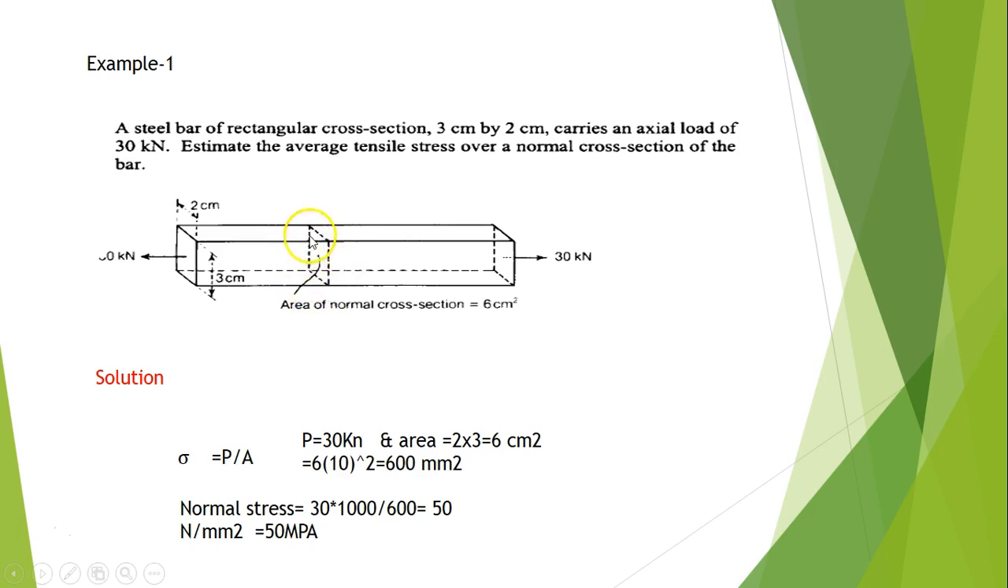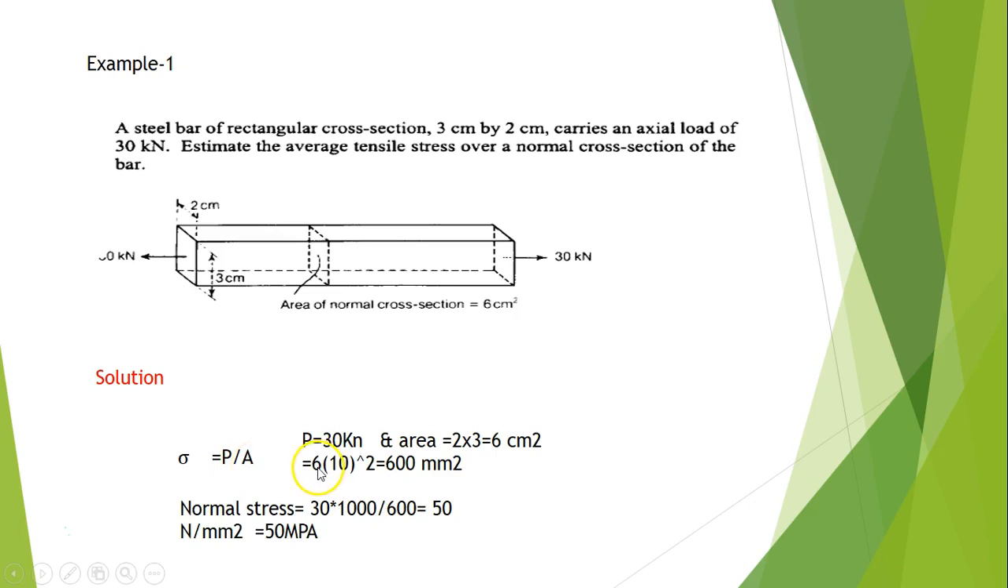This is a cross-section of the bar. It's normally 2 by 3. This is a rectangular section, and the area is 6 centimeter square. In order to get the stress, it is a direct substitution, knowing that the stress sigma is the force divided by the cross-sectional area. The force we have is 30 kilonewton, and the area is 6 centimeter square. So directly we are dividing the force by the area.